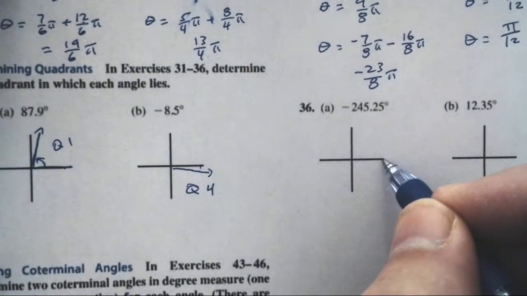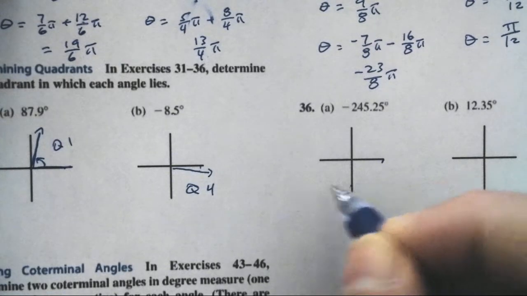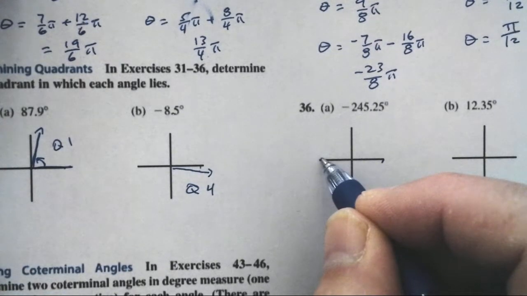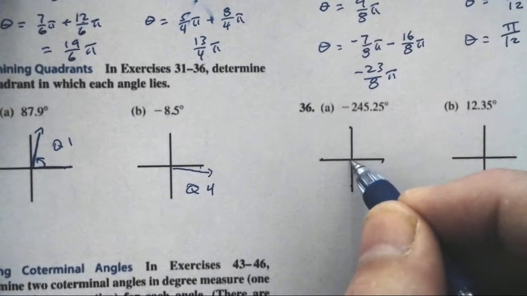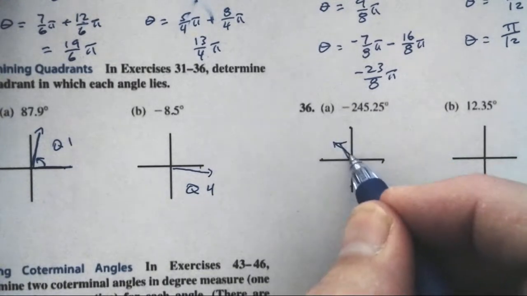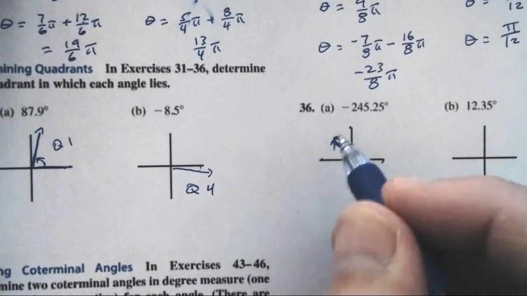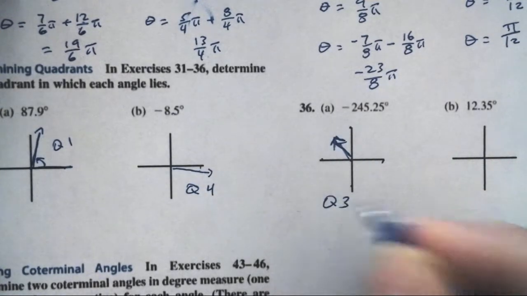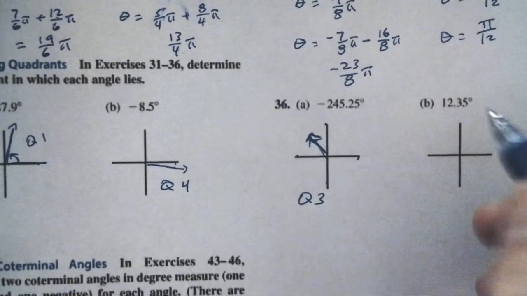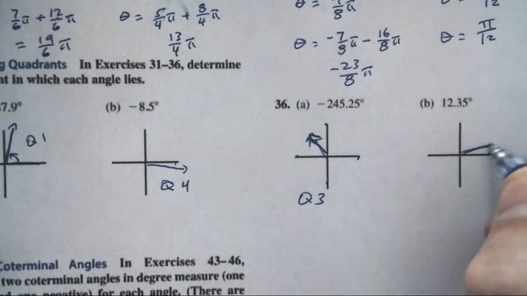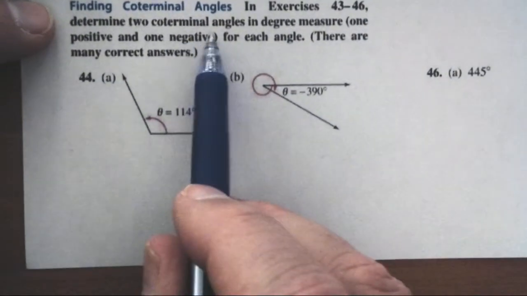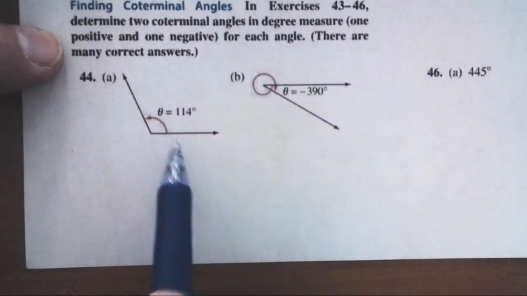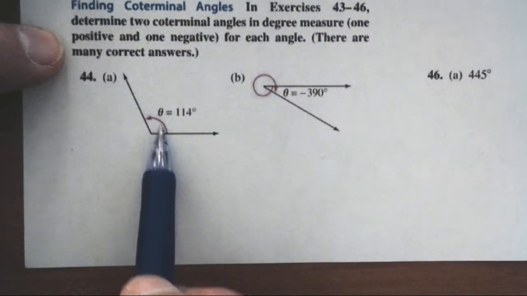Negative 245, negative 90, negative 180, negative 270. So we're somewhere in here. Don't need to be precise, we just need to know that we land in quadrant 3. And just 12 little degrees doesn't get me close to 90. We're somewhere over in here in quadrant 1. Very simple for us, I believe.